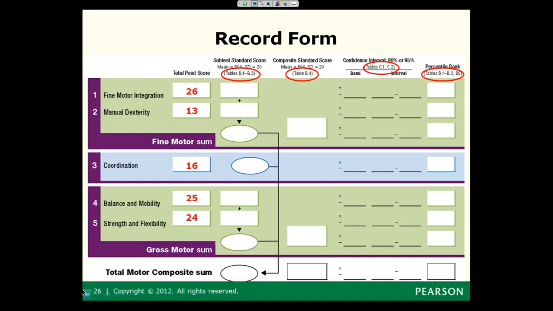That's a pretty easy task to do. You just go to those tables and convert the scores. But basically, I wanted to show you what tables you're going to reference when you're transferring the scores here. So what you'll do is write all the total point scores for each of the tests, each of the subtests on the front of the record form, and then if you're using that, go ahead to the tables.